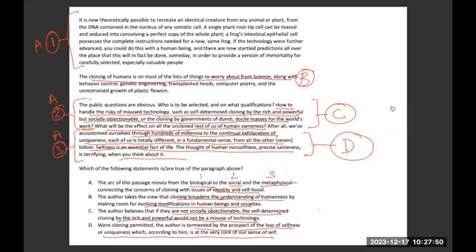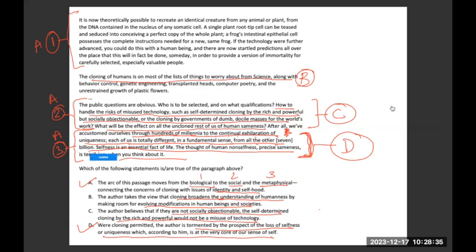Options D and A are linked together, and they both are correct because what it talks about identity and selfhood is that if cloning were permitted, the author is tormented by the prospect of loss of selflessness or uniqueness, which, according to him, is the very core of our sense of self. So he says in this part, after all, we have accustomed ourselves through hundreds of millennia to the continual exhilaration of uniqueness. Each of us is totally different in a fundamental sense from all the other 7 billion.